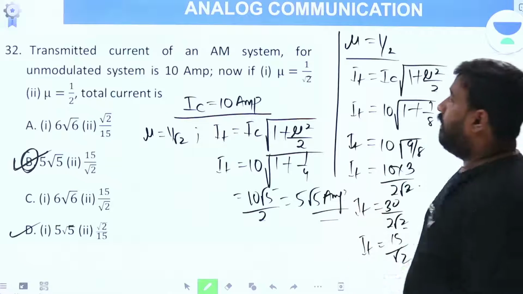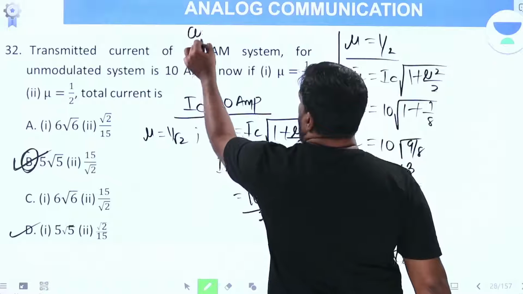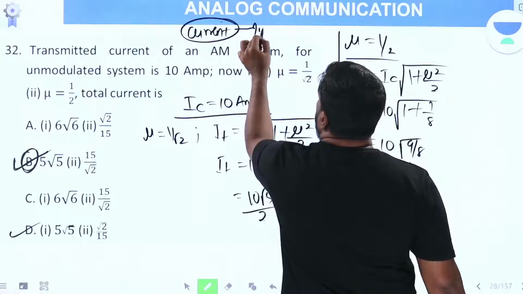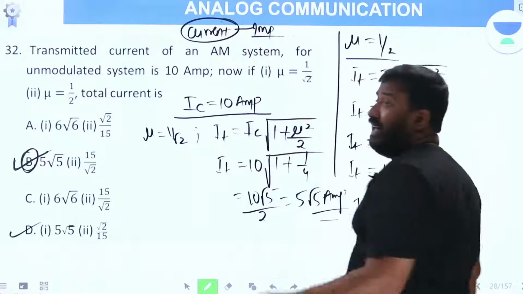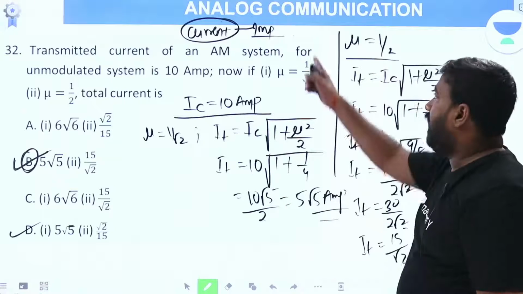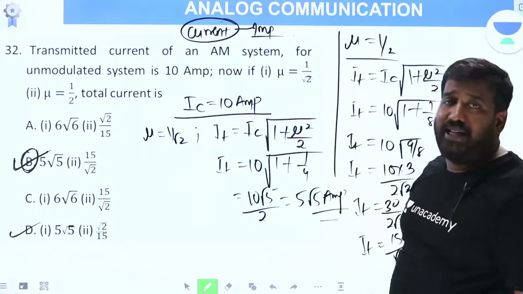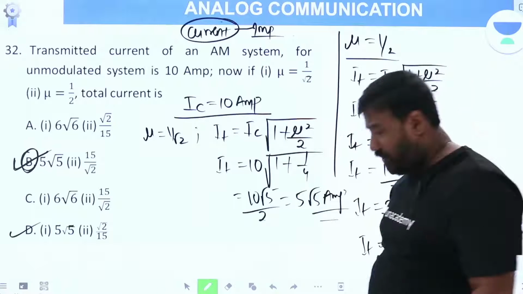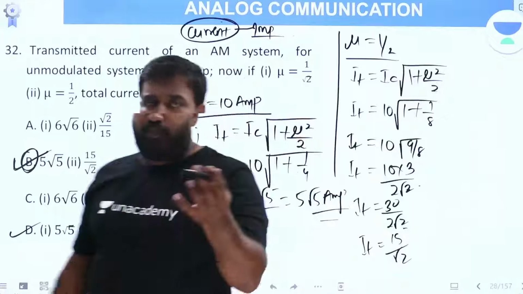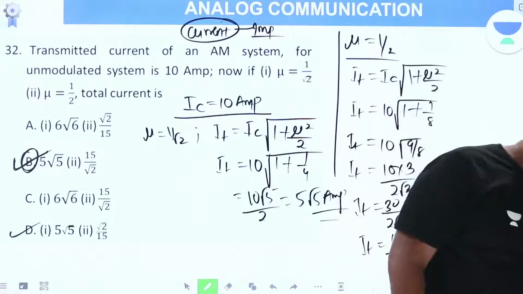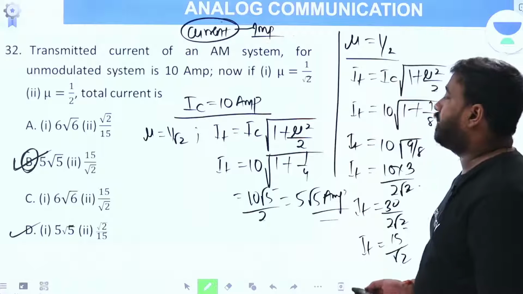Important model here. Anything related to currents is very important. In Engineering Services 2021 also we got this question. A similar model of question we got in Engineering Services 2021 prelims. Important model. Okay, next question.